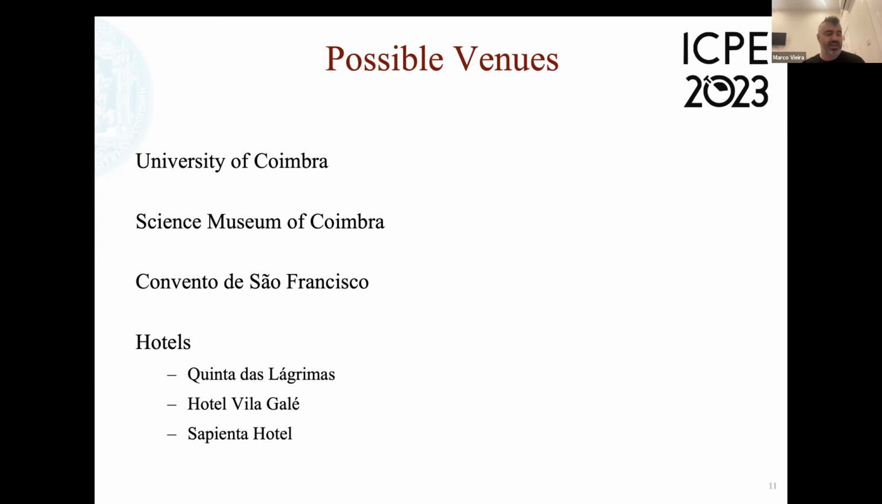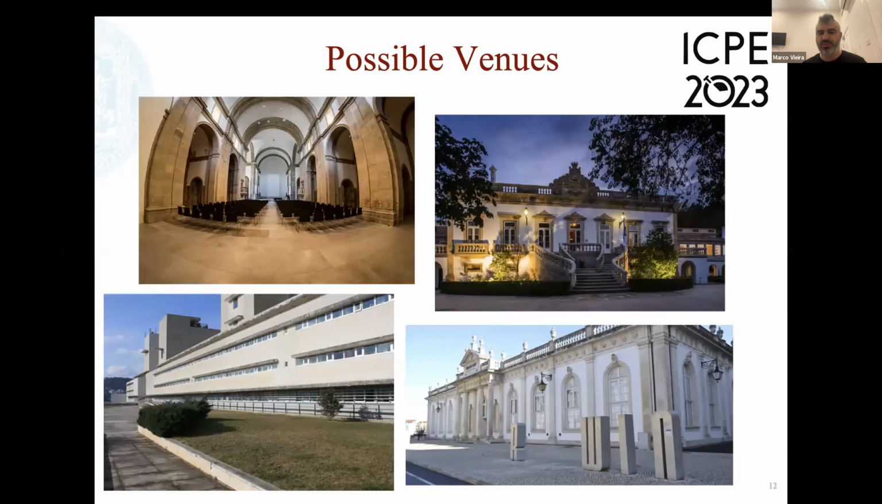There are advantages and disadvantages in different options, but very soon I hope I can announce what is the best place for doing it. So these pictures here just show some of the places where we can organize the conference. The one in the top left is the monastery. So we could be inside the old church. Let's see if this is a possible one.